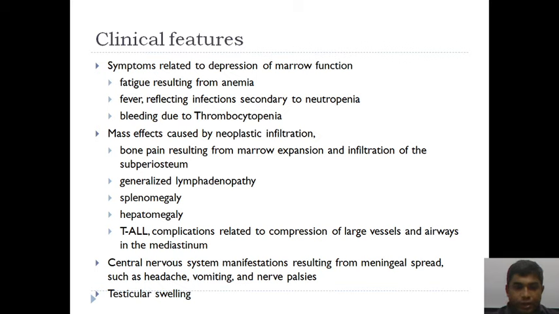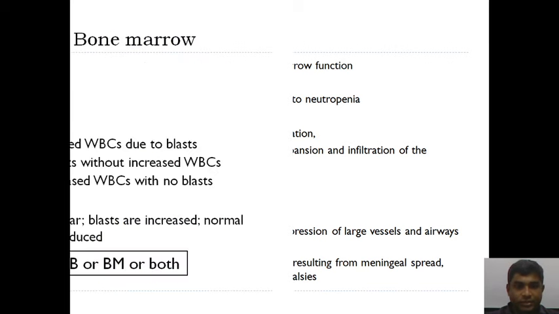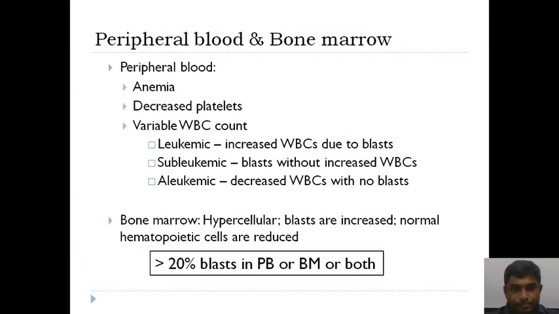ALLs have a predilection to also involve testis in males. That's the importance of examining the testis in the case of children diagnosed with acute lymphoblastic leukemias. This happens especially during relapse. So these are all the clinical features which are mainly due to involvement of marrow and infiltration of different organ systems by the leukemic lymphoblasts or myeloblasts for that matter.